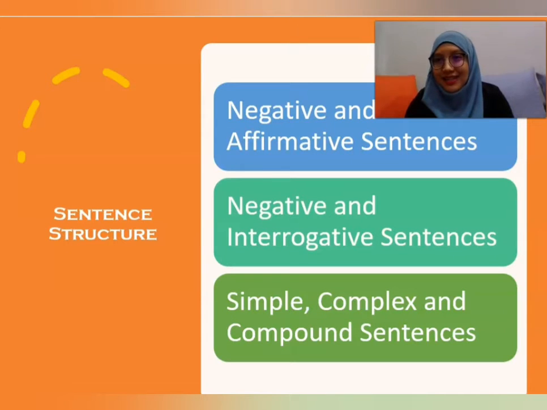Second topic is sentence structure. So we will look at negative and affirmative sentences, negative and interrogative sentences, and finally simple, complex, and compound sentences. Only three under this topic. This will be in the future.